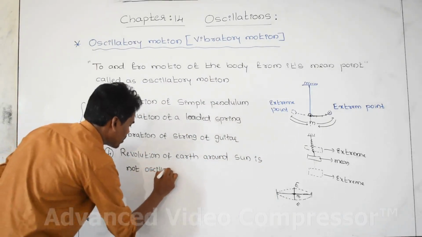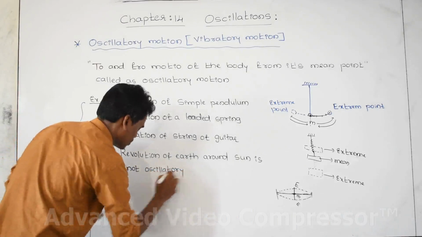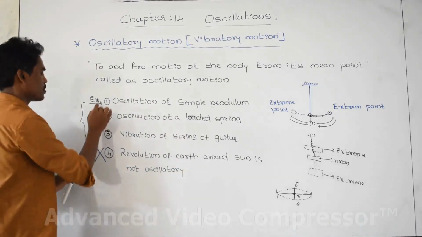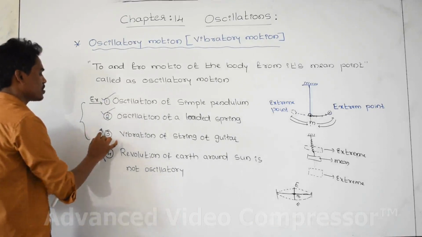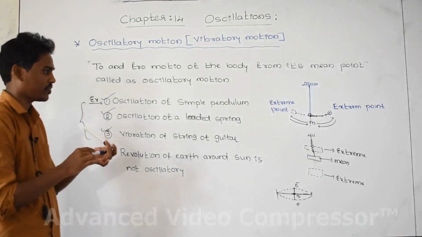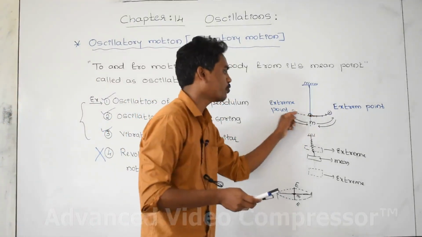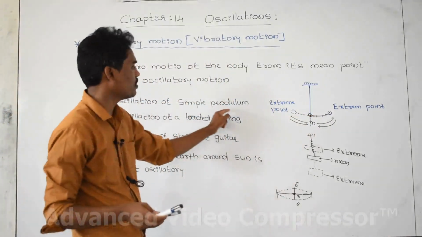It is periodic but not oscillatory motion. This is not an oscillatory motion. The fourth one is not an oscillatory motion. This is oscillatory, this is oscillatory, this is oscillatory. Let us take this to and fro. Yes, this is oscillatory motion.